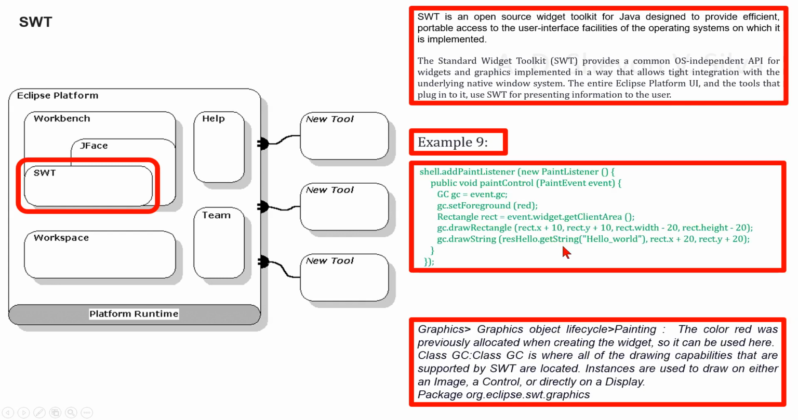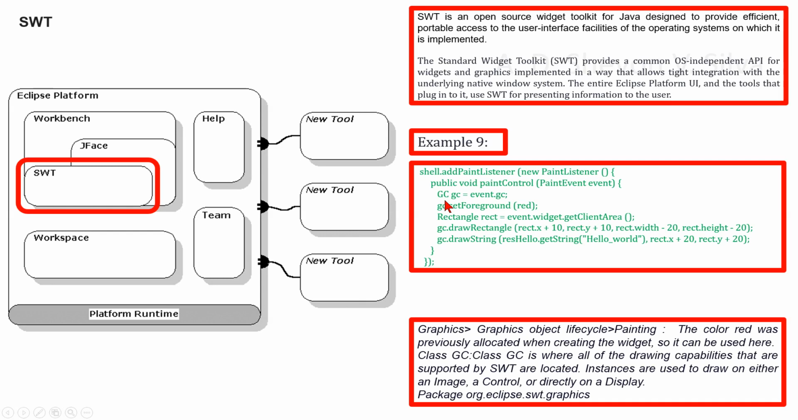Now we are considering painting in graphics object life cycle. In graphics, the color red was previously allocated when creating the widget, so it can be used here. The class GC is where all drawing capabilities that are supported by SWT are located. Instances are used to draw on either an image, a control, or directly on a display. This is in the package org.eclipse.swt.graphics. Once you have allocated your graphics object, you are ready to paint.